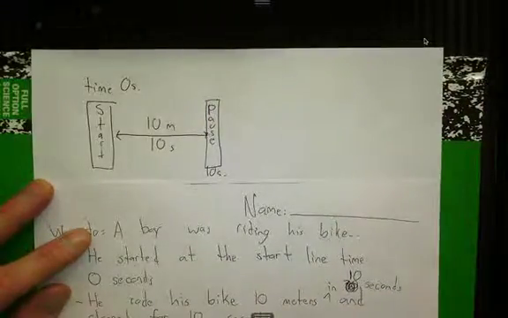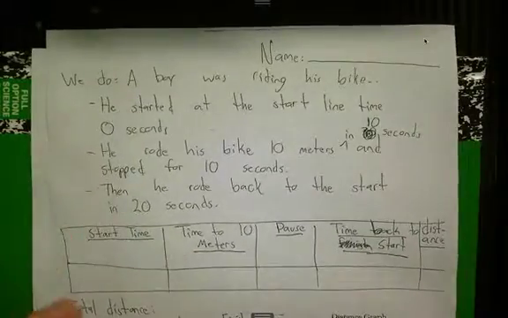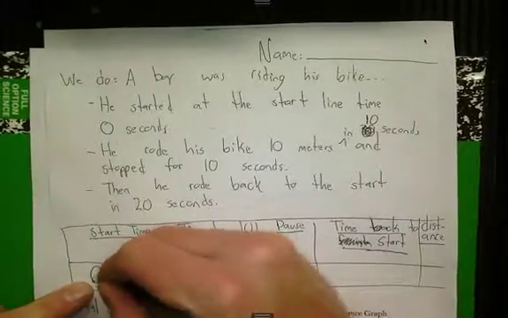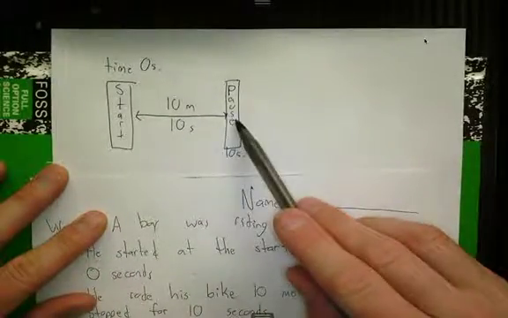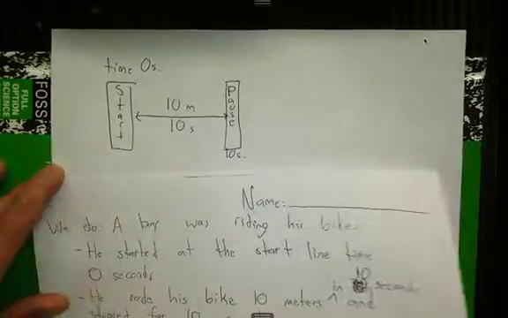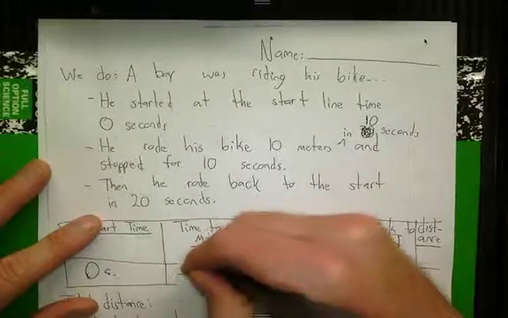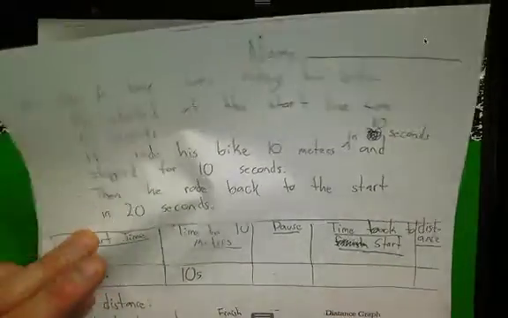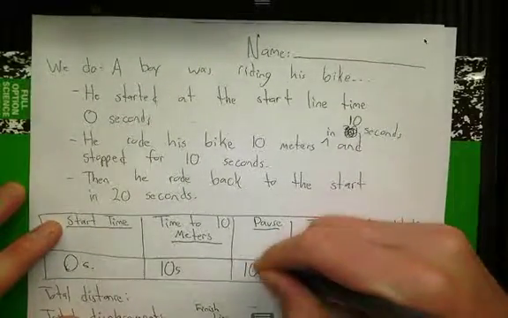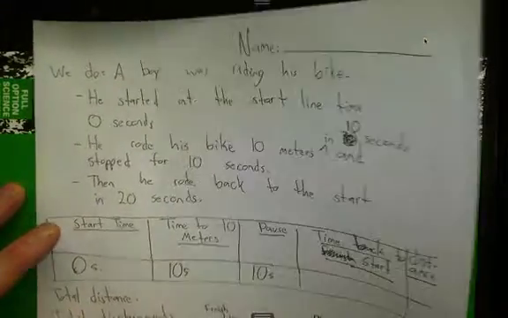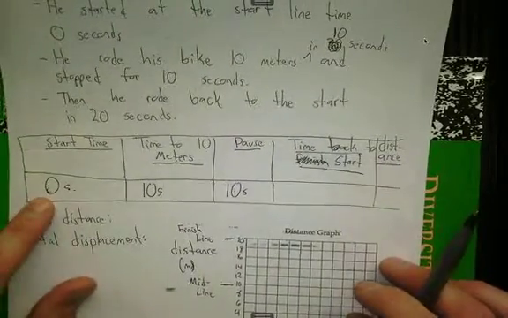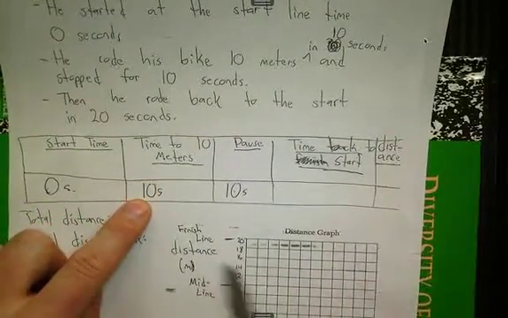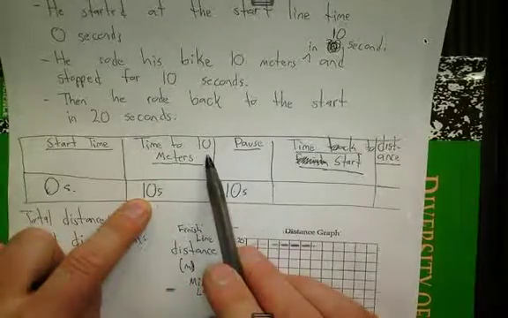All right, so we could graph this now. Let's look at our chart. His start time was 0 seconds. His time to the 10-meter mark, which is right here, was 10 seconds. And his pause was 10 seconds. Now let's graph this. The first part should seem like a review. He's starting at 0 seconds, he's going for 10 seconds, and he's going a distance of 10 meters.